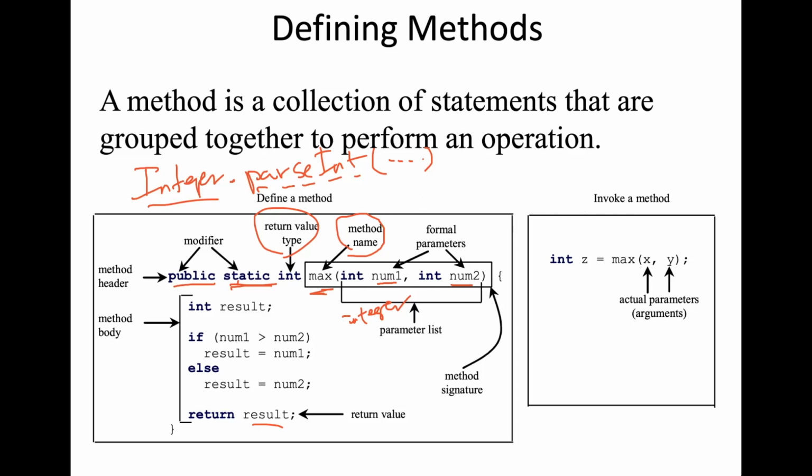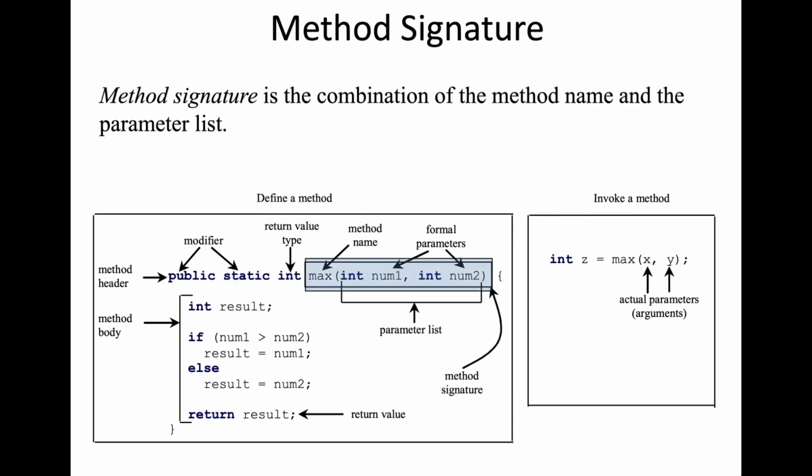Let's look at method signatures. Method signature is the combination of the method name and the parameters list. In Java, a method signature is a part of the method declaration that includes the method name and the parameters list, or the formal parameters. The signature is used to uniquely identify a method within a class. The method signature does not include the return type or any throws clause.